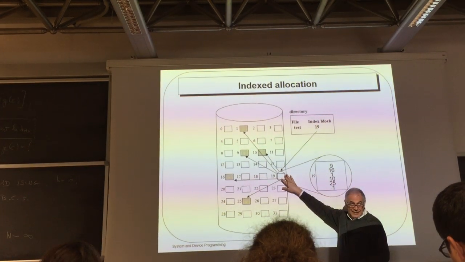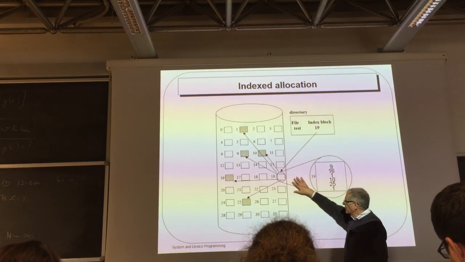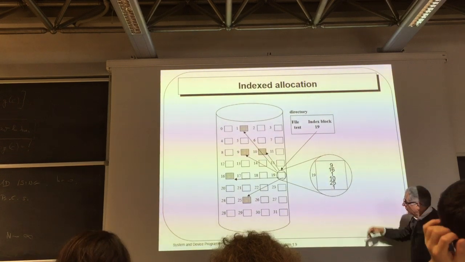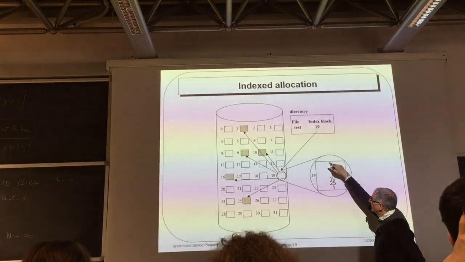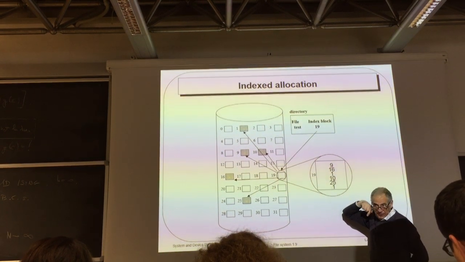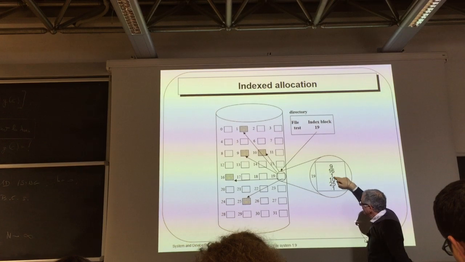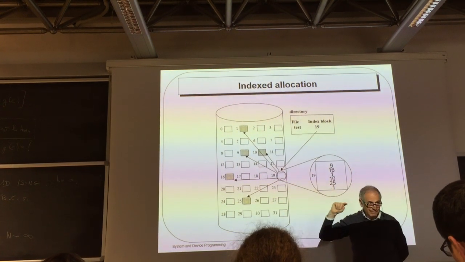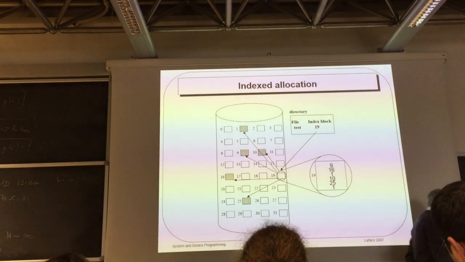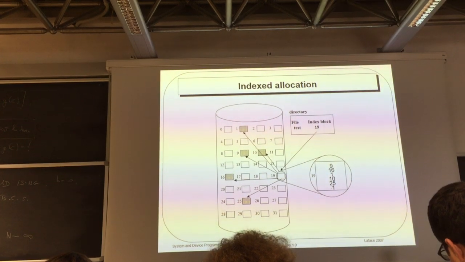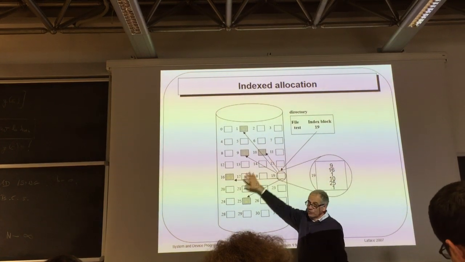What does this block contain? Not data, but an index block. So this block, as this file, includes 1, 2, 3, 4, and 5 blocks, and their indexes are 9, 16, 1, 10, and 25. So again, there is a separation between administration blocks and data blocks.